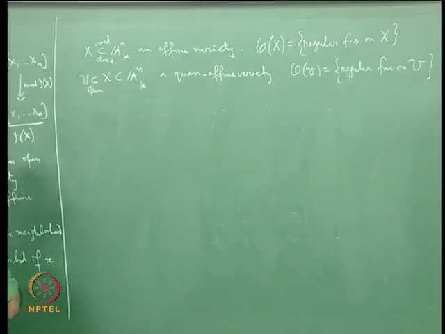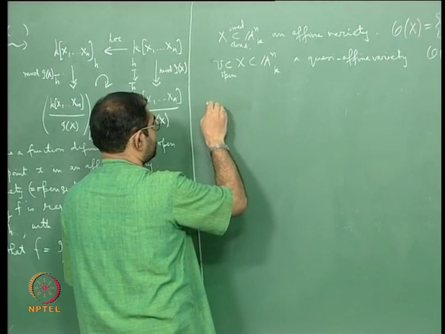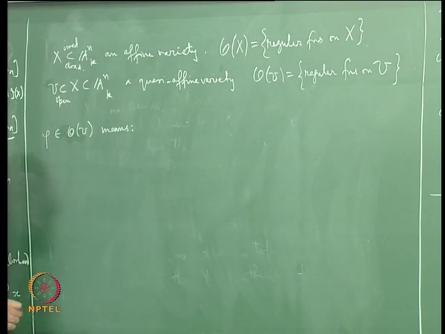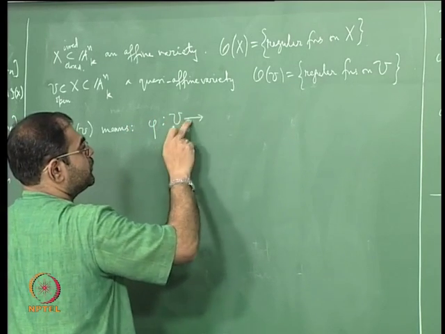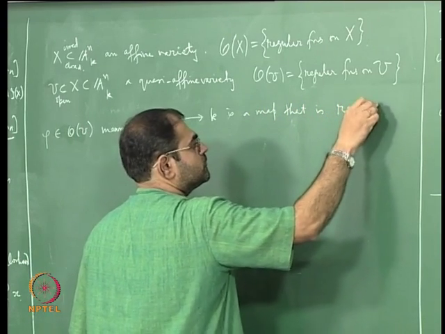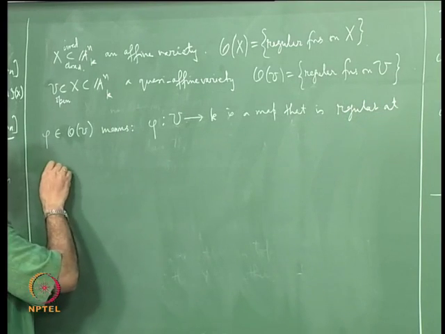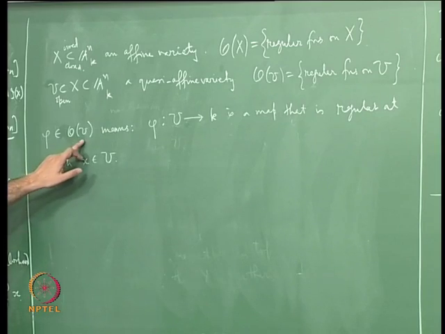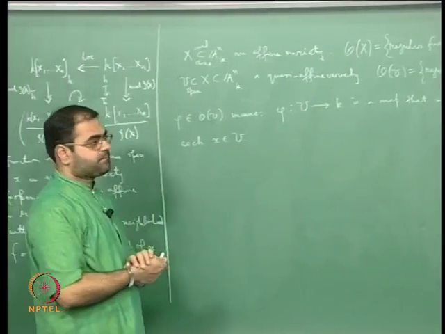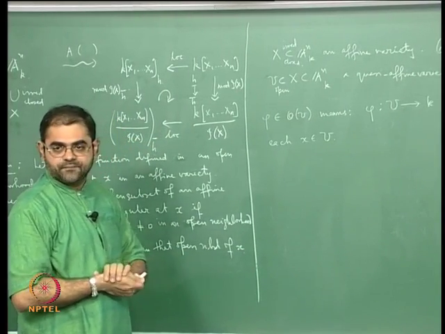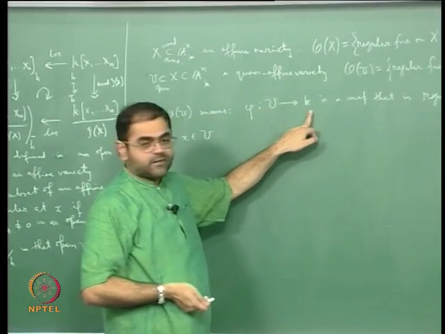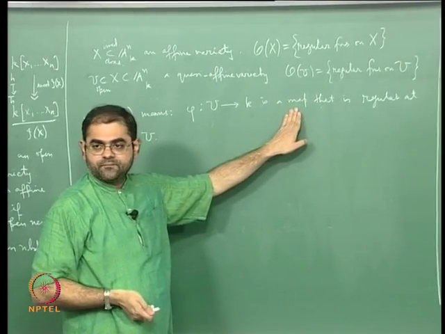Okay, so let me write down the definition. Suppose I write phi belongs to O(U). It means phi is a map from U to K that is regular at each small x in U. I'm writing this for U, but the same thing will also work for X, where X is an affine variety. But I'm taking a quasi-affine variety. So what is a regular function on a quasi-affine variety? It's a function with values in the field, which is just a map, but with the property that it is regular at every point.